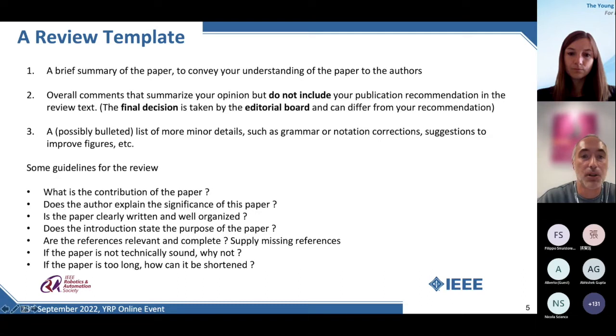Then you get the main body of the review, where of course you summarize your opinion, you say what you liked, what you didn't like, and so forth. Now, the important point here that sometimes happens is that in this text, you don't have to include your publication recommendation. You don't have to say if the paper should be accepted or rejected. That's not up to you to decide. You have to give your comments, but don't say this paper should be accepted or this paper should be rejected, because the final decision is taken by the editorial board.